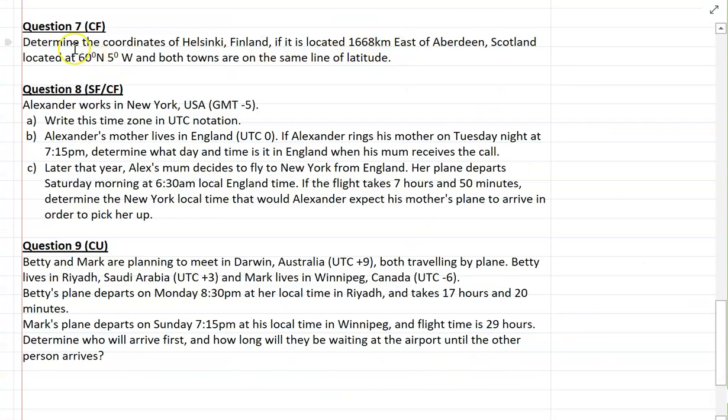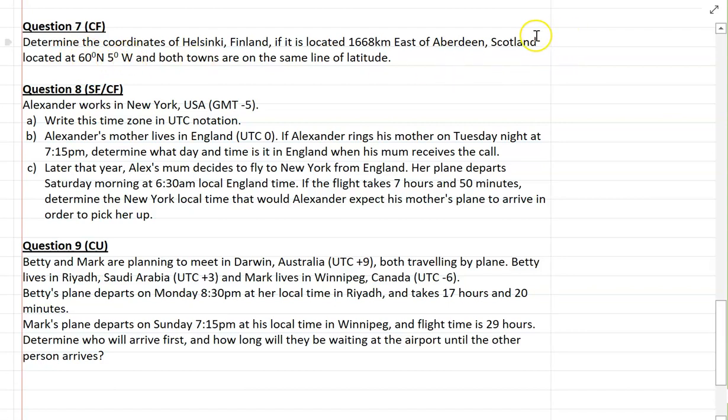All right, question 7. Determine the coordinates of Helsinki, Finland, if it's located 1,668 kilometers east of Aberdeen, Scotland, located at 60 degrees north, 5 degrees west, and both towns are on the same line of latitude. So this one's kind of a working backwards problem. We've been given the distance between them. You need to then find the coordinates of Helsinki, Finland. You know that they're on the same line of latitude, so that means that their latitude will be the same.